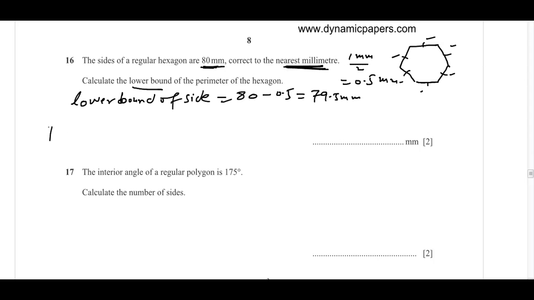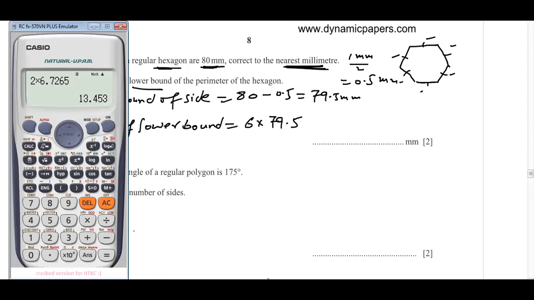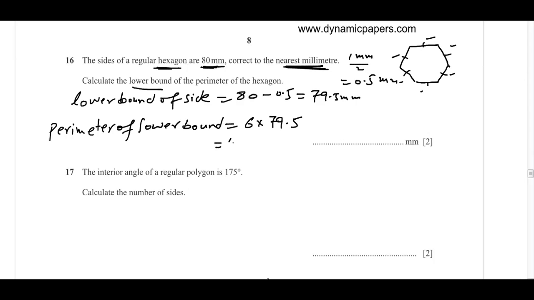Now, what will be the perimeter of the lower bound? Okay, perimeter of the lower bound. There are 6 sides in the regular hexagon. So 6 multiplied by 79.5. Let's calculate that. 6 multiply 79.5. So 477 millimeter. That is our answer here.